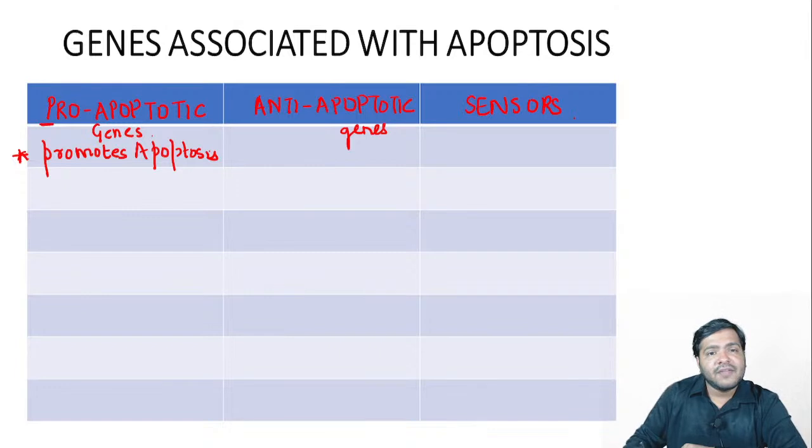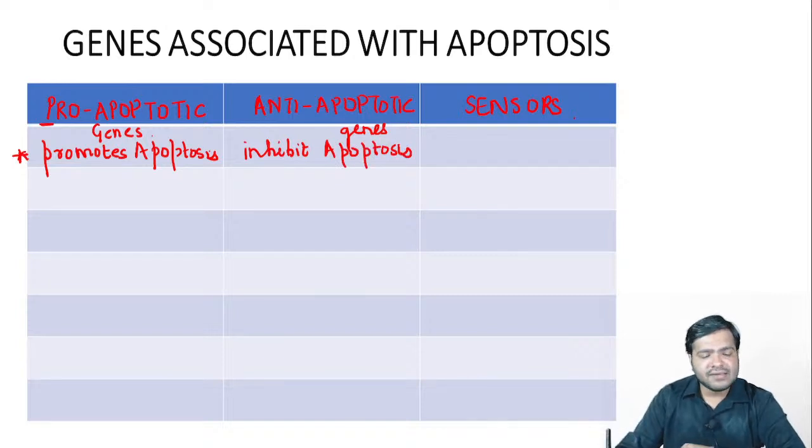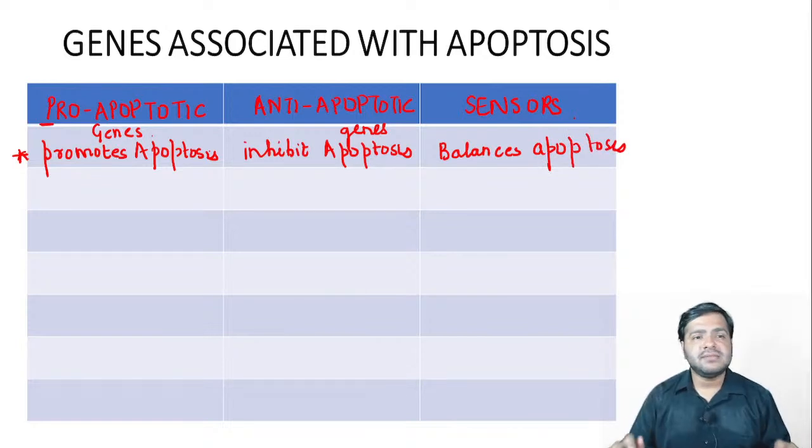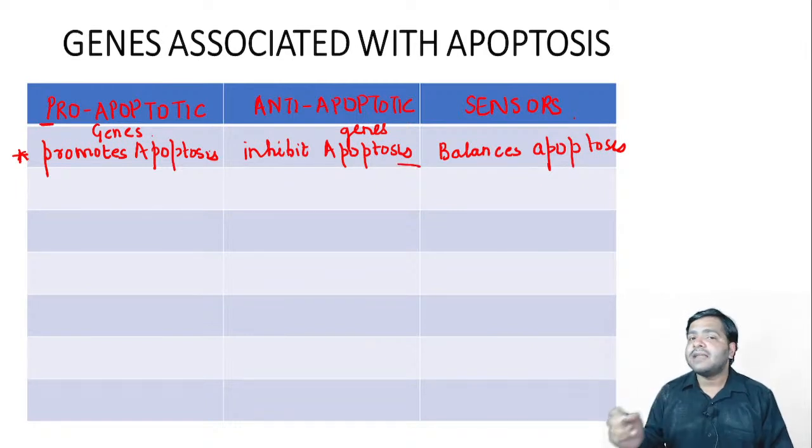Anti-apoptotic genes, on the other side, will inhibit apoptosis. And the sensors, remember guys, will balance apoptosis. So we have three types of genes: the pro-apoptotic genes, which promote the process of apoptosis, the anti-apoptotic genes, which inhibit the process of apoptosis, and the third one, which tries to keep a balance between both the genes.